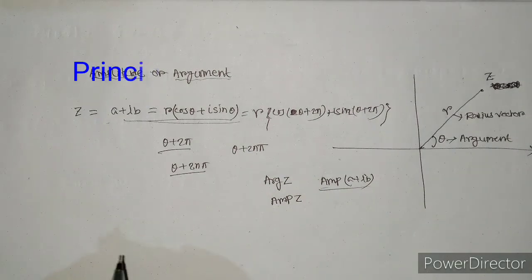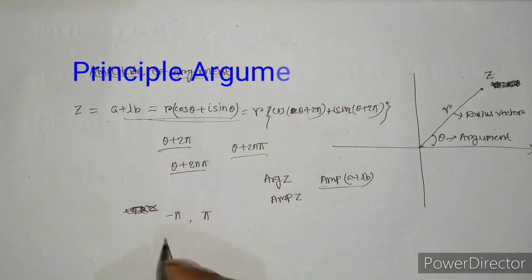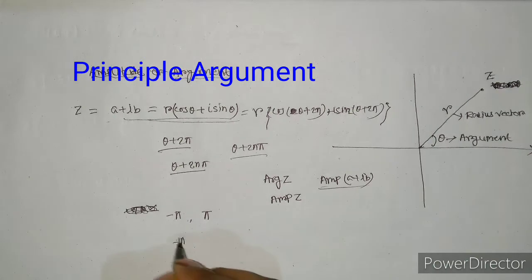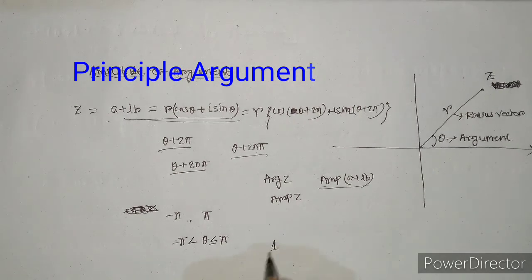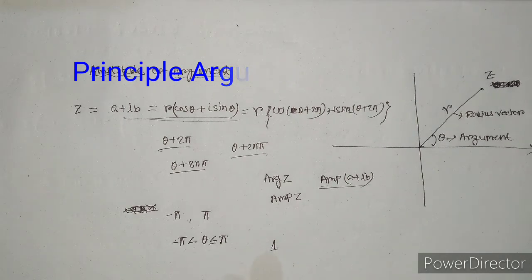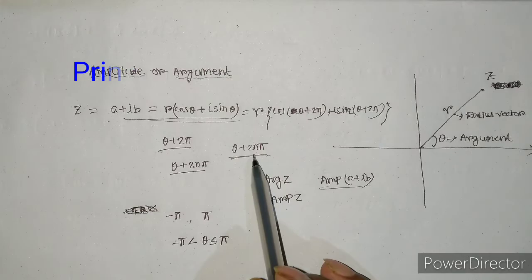But the principal argument will be that angle, that is, if theta is the principal argument, then theta satisfies minus pi less than theta less than or equal to pi, and we will get only one principal value, that is, one principal argument. But the number of arguments is infinite. Now we will find mod z and argument z of some complex number, then it will be more clear.